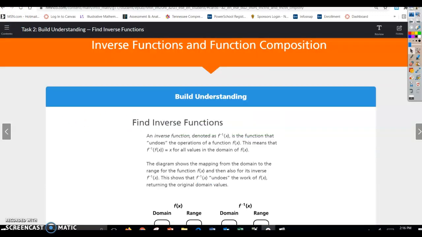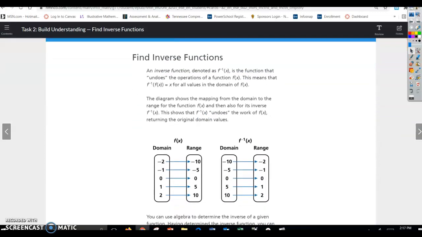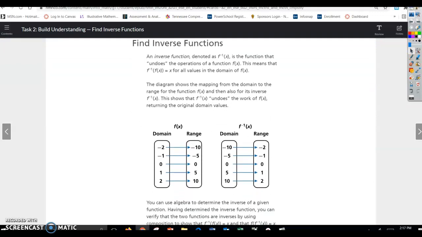All right, continuing with lesson 7.1, this is task 2, inverse functions and function composition. Find inverse functions. An inverse function, denoted as f inverse of x, is a symbol that you definitely need to know throughout this class. F inverse of x is the function that undoes the operation of the function f of x. This means that f inverse of f of x equals x. So this is just what we were talking about a minute ago, a composition of functions where you plug one output in and it becomes the input of the next function.